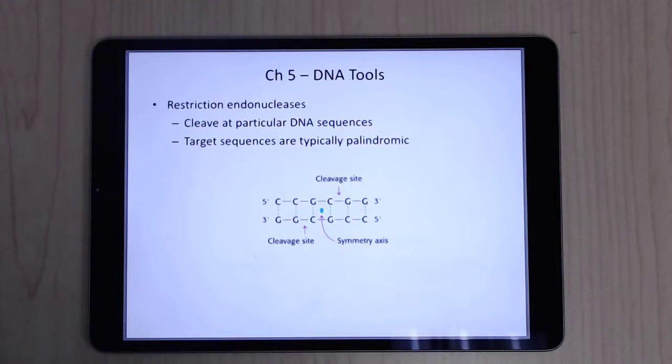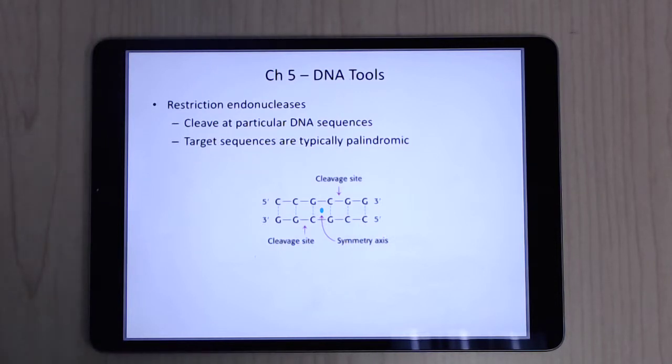Hello. The next chapter in here, chapter 5, is going to be DNA tools. And with that, these are going to be different ways to manipulate your DNA. So with your gene of interest, the first step is what are called restriction endonucleases, or just simply restriction enzymes.